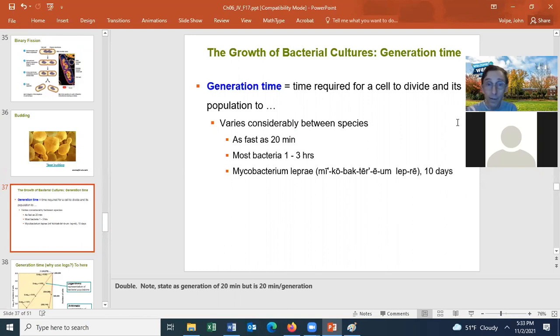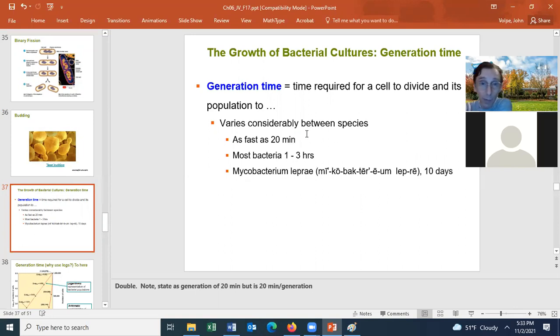Most bacteria take longer than that, and most take about 1 to 3 hours to double. The slowest that we know of is Mycobacterium leprae, which takes 10 days to double. The Mycobacterium family have mycolic acid in their cell wall, and that's a very complex molecule which the cell needs to make before the cell can double. And so that's why the Mycobacterium tend to be slower growing than most other bacteria. Any question about any of that?